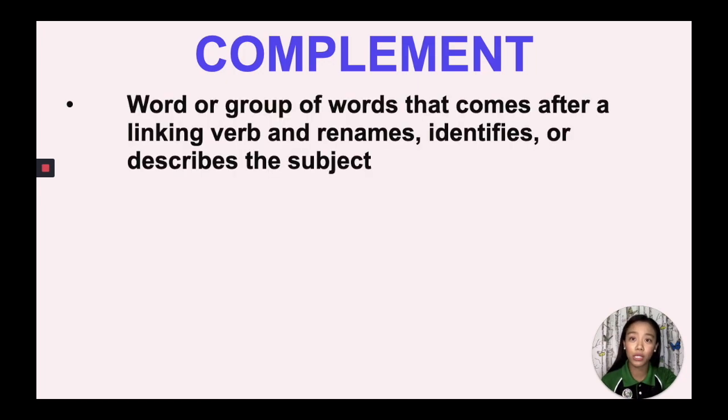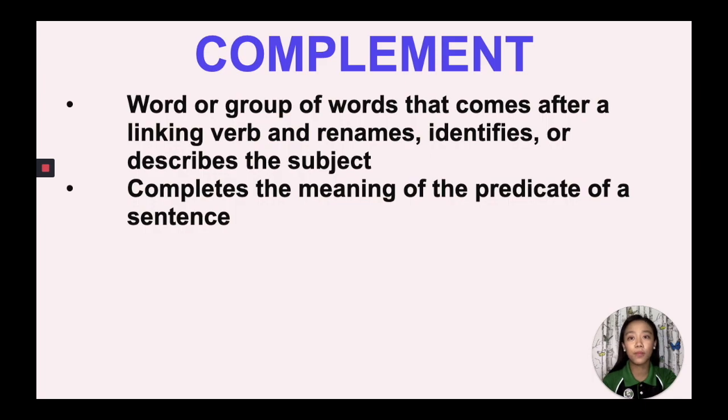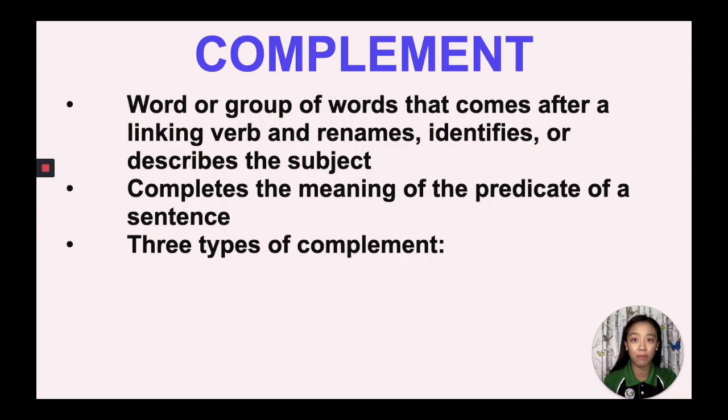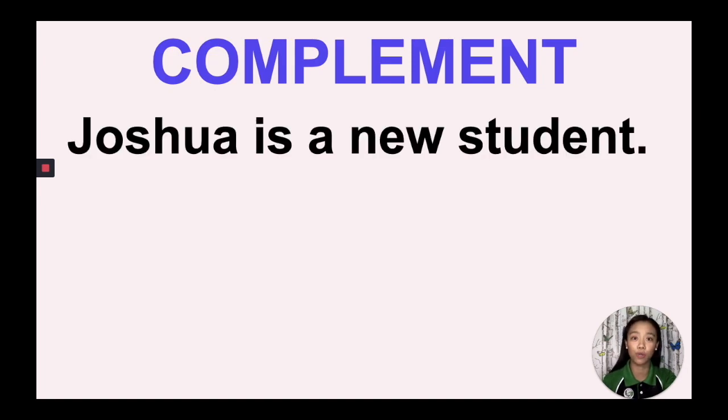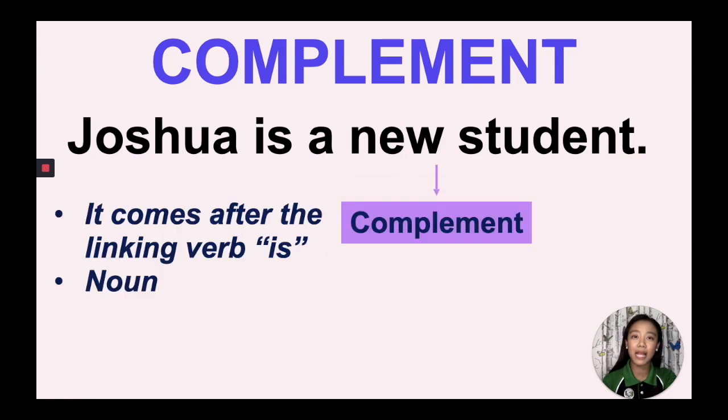Now, what is a complement? A complement is a word or group of words that comes after a linking verb and renames, identifies, or describes the subject. It completes the meaning of the predicate of a sentence. There are three types of complement, namely noun, pronoun, and adjective. Let's look back at the example sentence given. Joshua is a new student. The complement in this sentence is the phrase a new student. It comes after the verb is and it is a noun.